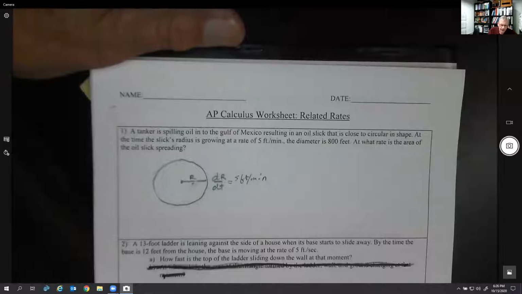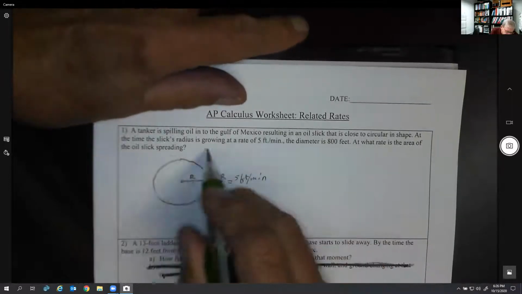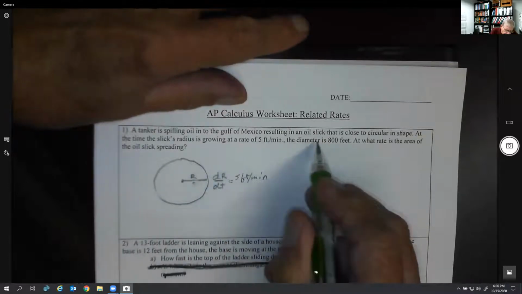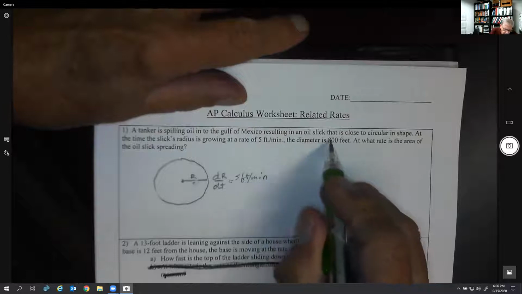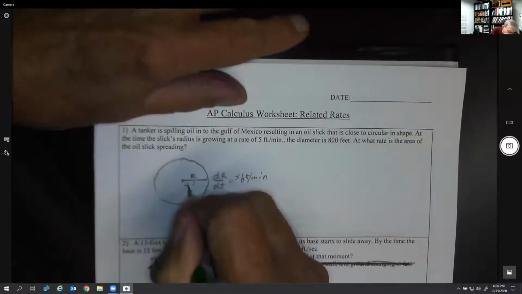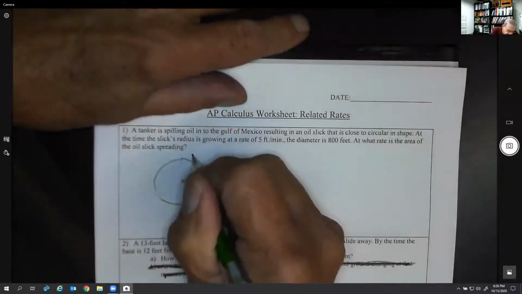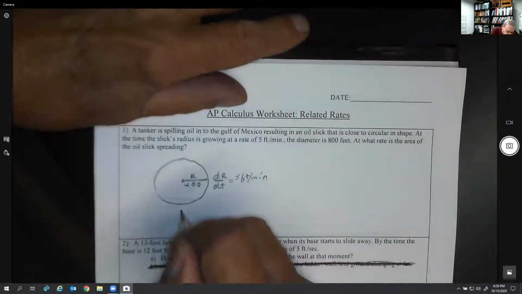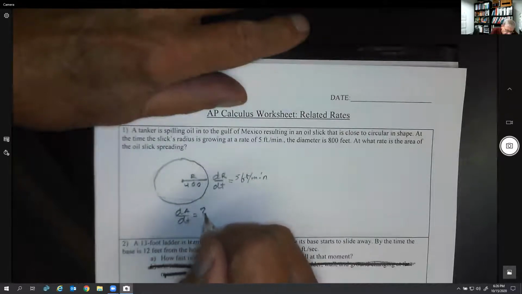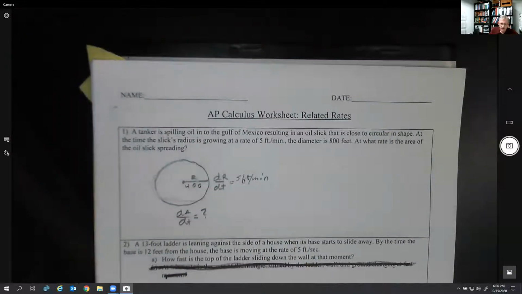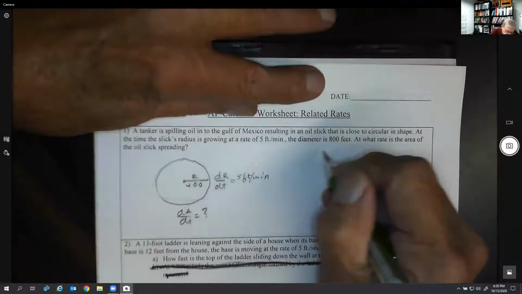Okay, now we're trying to find out what is the rate? I mean, what is the radius? And the radius is 800 feet, but that's the diameter, so the radius is half of that. So the radius here is 400. And now we want to know how fast is this whole area increasing? dA over dt. That's what we're trying to figure out. So it's very similar to the last problem we did. Sounds like it's different, but it's the same thing.